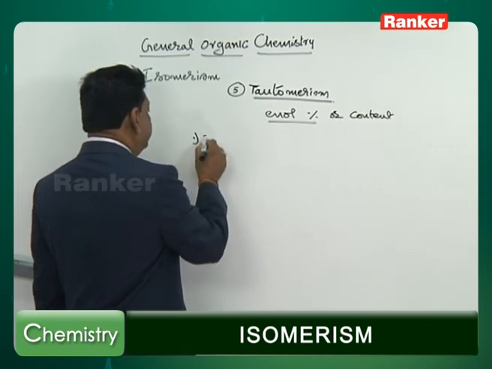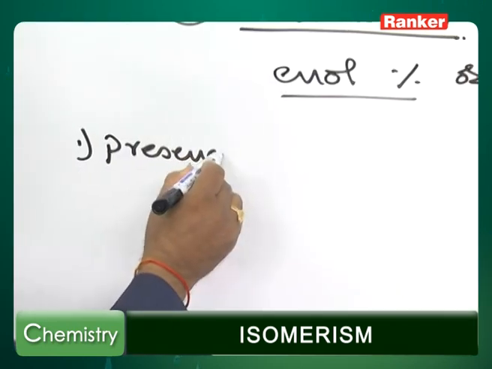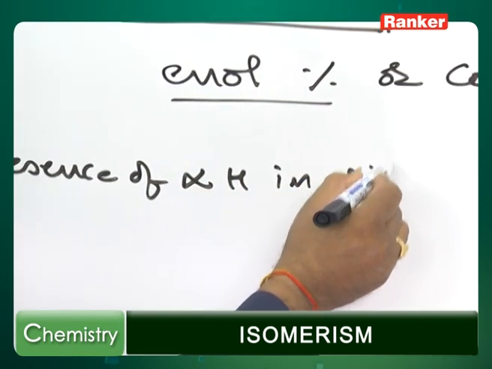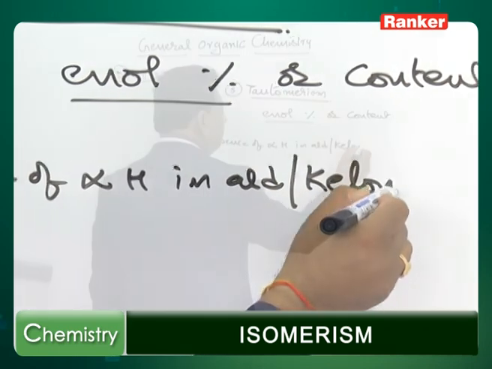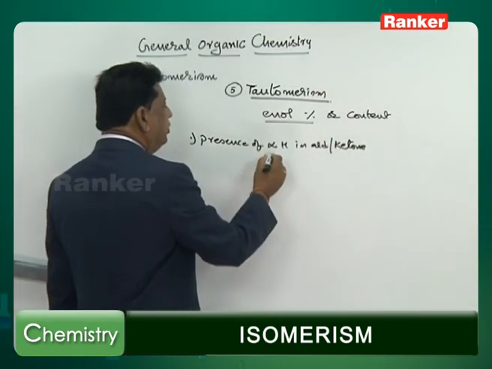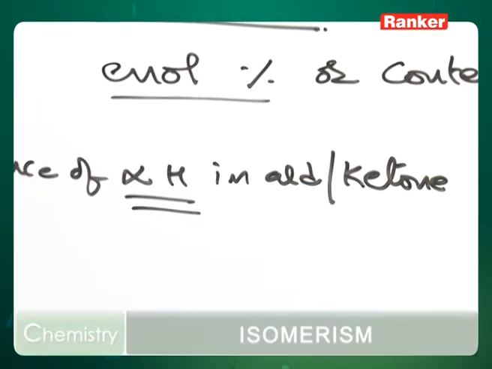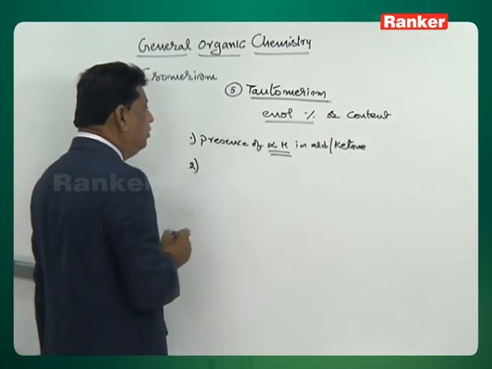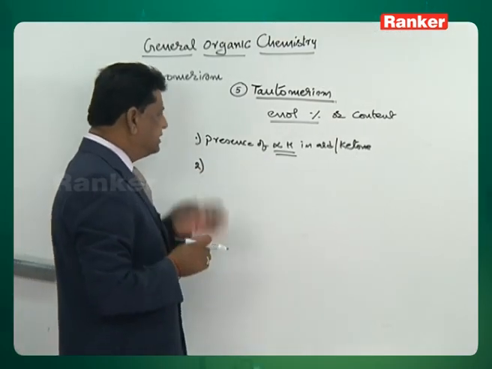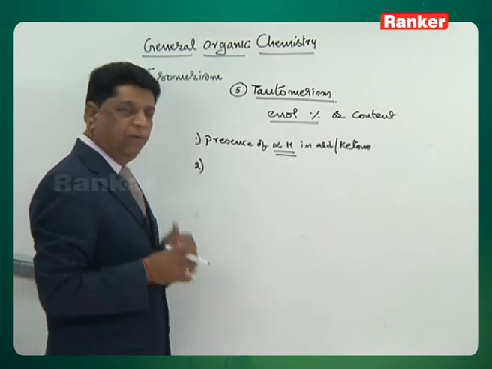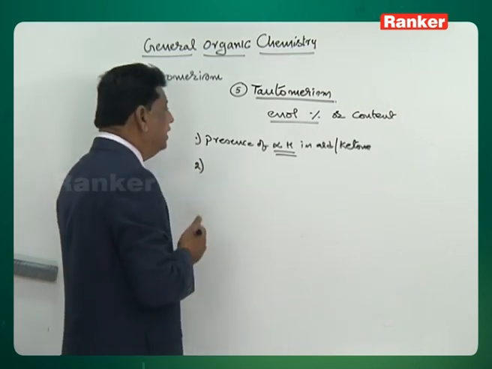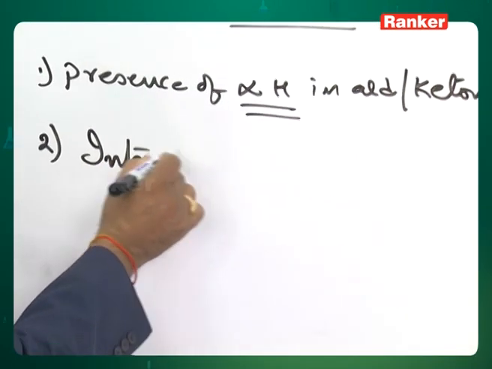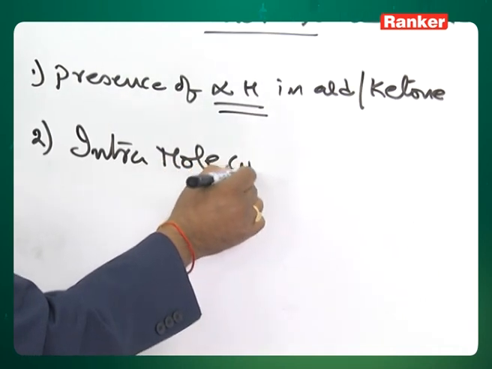The first point is the presence of alpha hydrogen in aldehydes or ketones. In a given aldehyde or ketone, alpha hydrogen should be there, otherwise the enol percentage will become 0. The second condition, to get a higher percentage, is the criterion: we need intramolecular hydrogen bonding.